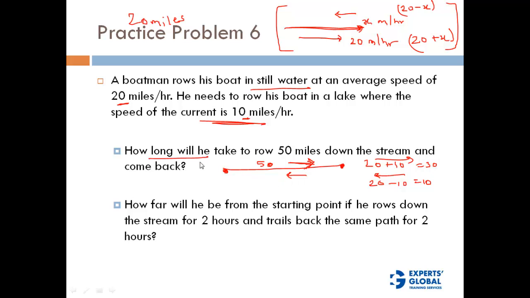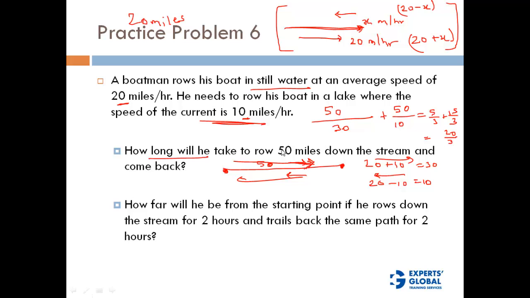So now we have to find out total time. Total time is time taken for this journey plus time taken for this journey. So time taken for the downstream journey is going to be downstream distance divided by downstream speed plus upstream distance divided by upstream speed. So that is 5 by 3 plus 15 by 3. This 5 can be written as 15 by 3. So we are talking about 20 by 3.